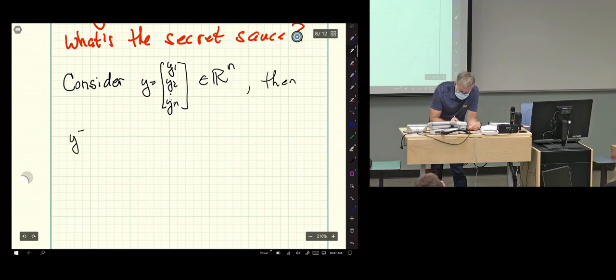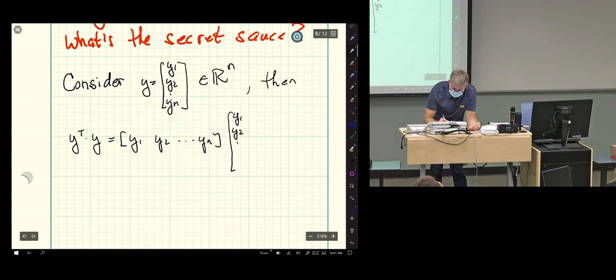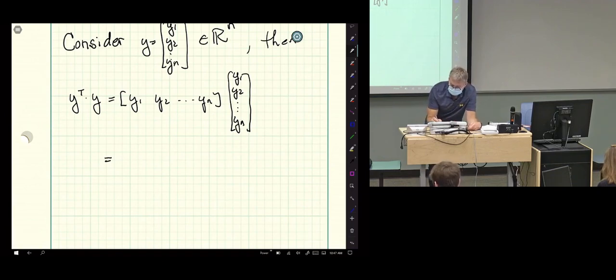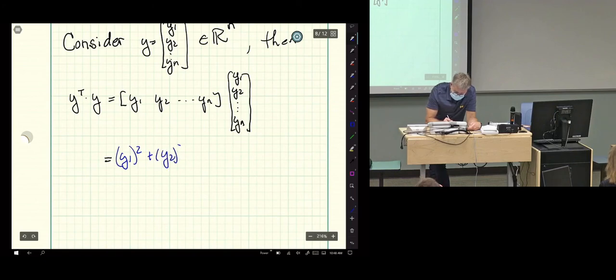What do I get if I form y transpose times y? So I'm just going to write out y transpose. That gives me a row vector. I have my original y. Okay, so I want to multiply this. So I take this one times this one. That's y1 squared. I add it to this one times this one. That's y2 squared. And then I add dot, dot, dot, this one times this one. That's yn squared. So it's y1 squared plus y2 squared plus dot, dot, dot, yn squared.